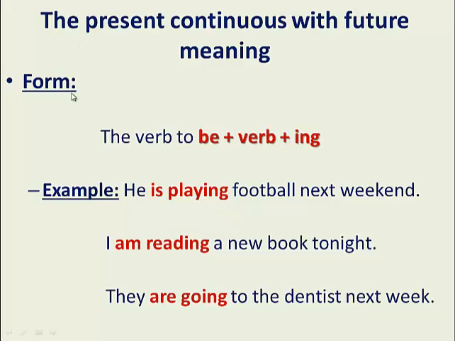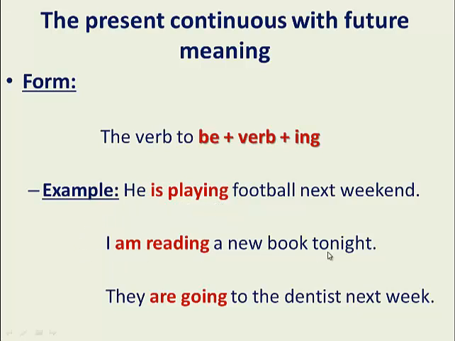The third way to express future is to use the present continuous, also known as the present progressive. But the meaning is future time. So we use the verb to be, followed by the verb, and then ing. Example, he is playing football next weekend. He is playing. So the verb to be in the present, followed by the verb play, and then ing.